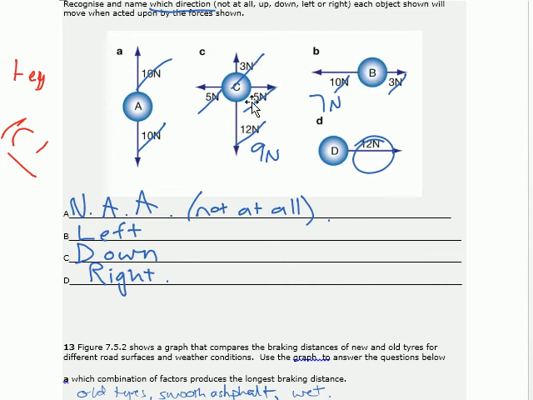C, you've got the same forces going left and right, so it's not going to move left or right. But you've got more force going down than up, so it's definitely going to go down. And D, the force is all to the right, so that's the way it's going to go.